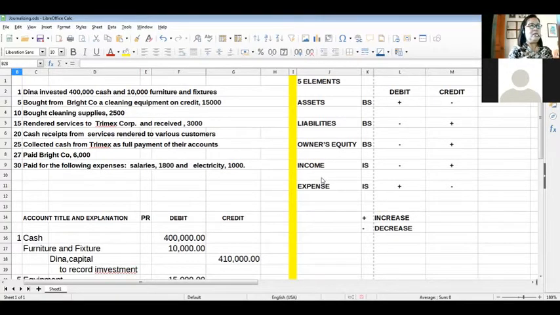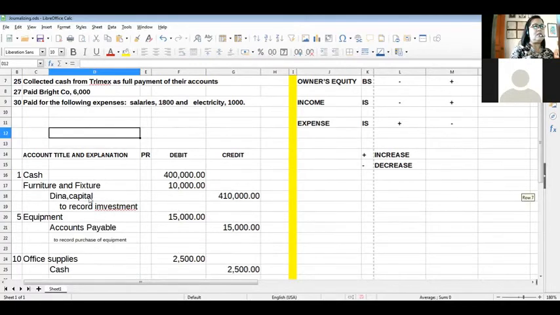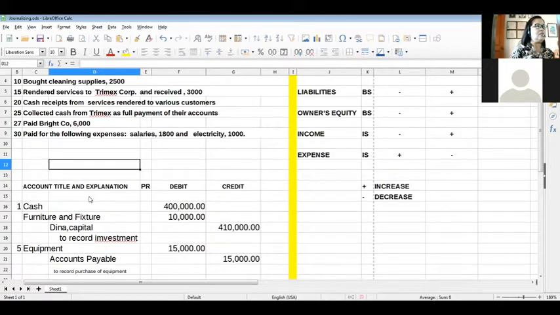Okay. So, balikan natin. Nagbigay siya ng service kay Trimex, nagkaroon siya ng cash. Okay? Na 3,000. Dahil siya ay nagbigay ng service. O, dahil yung service na yun ay kanyang income. So, nadagdagan ng cash. So, ano ilalagay mo sa credit mo? Edi, income account. Okay? So, let's do that here. That is 15.